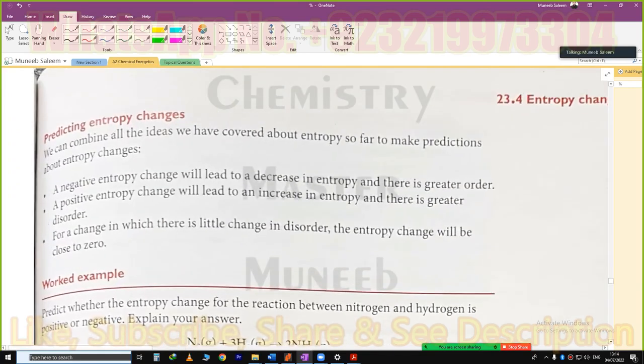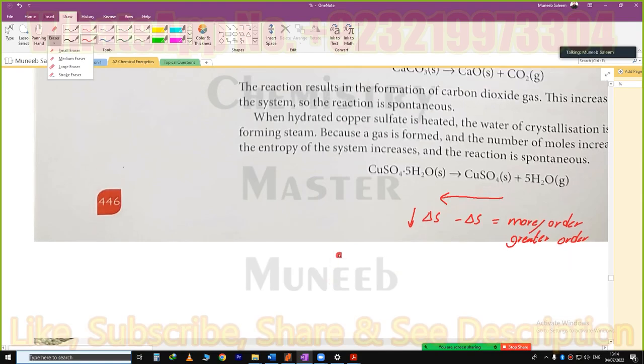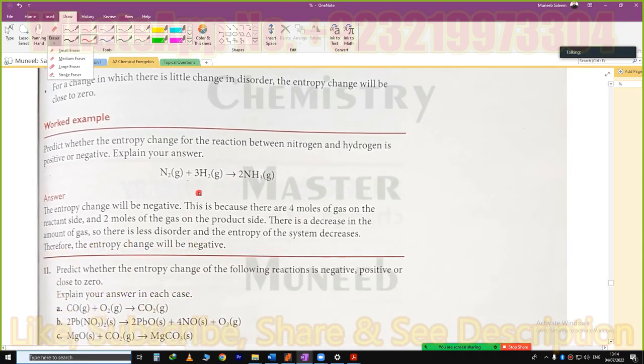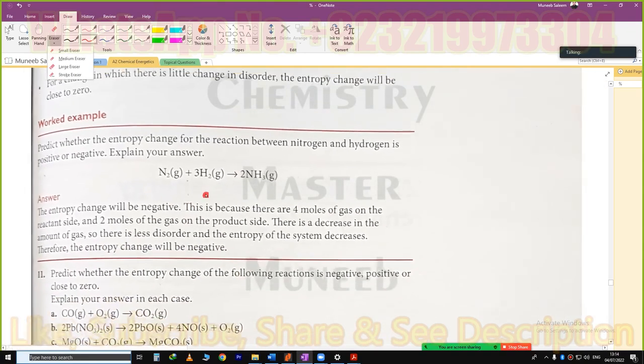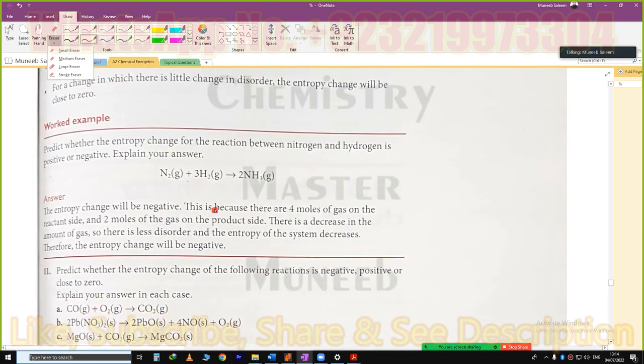And the last point, for a change in which there is little change in disorder, the entropy change will be close to zero. It means that if we have only a small change in the value of the entropies in the reaction, the entropy change will be close to zero. This type of reaction will be discussed in this example, and I guess the example is in the Laurelian book, in the second book.